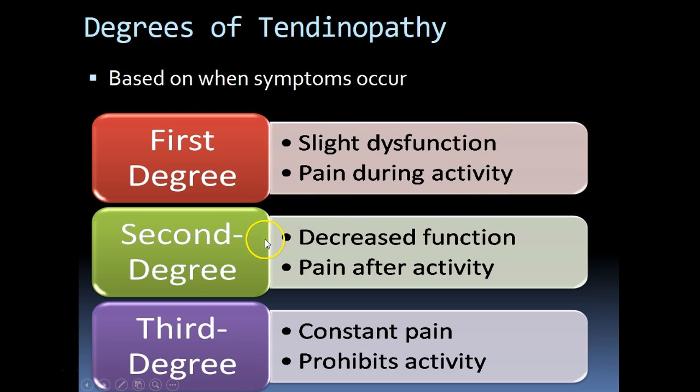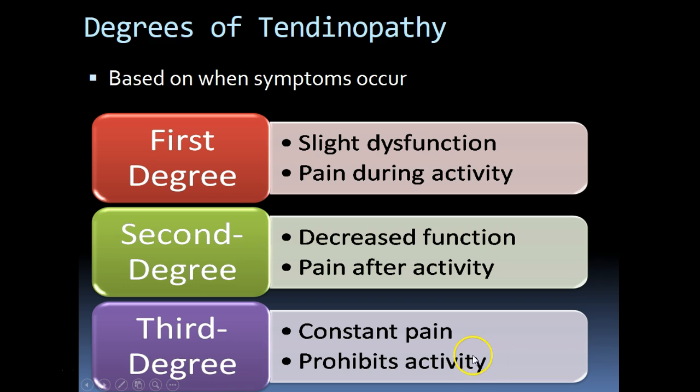In a grade 2 or a second degree, there's definitely a decrease in function, and that patient has pain mainly after the activity. And then last but not least would be a third degree. Third degree tendinopathy, they're in pain all the time, walking, sitting, sleeping, and they can't perform the activity like they normally would if they were healthy.